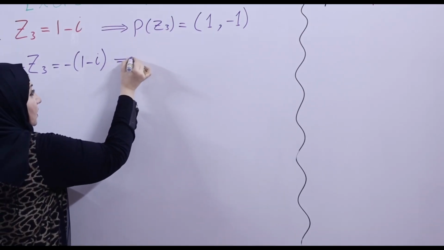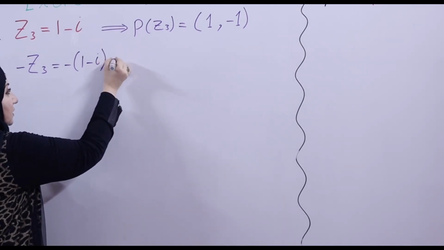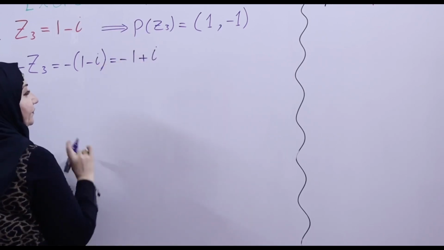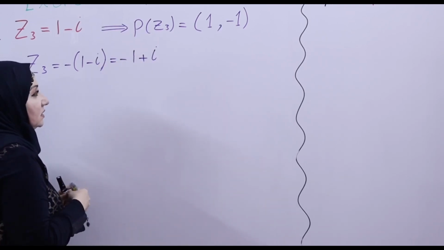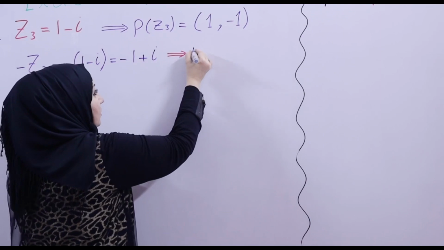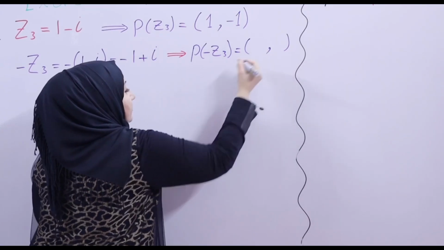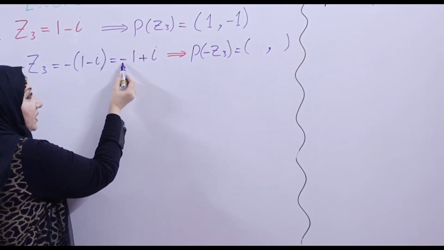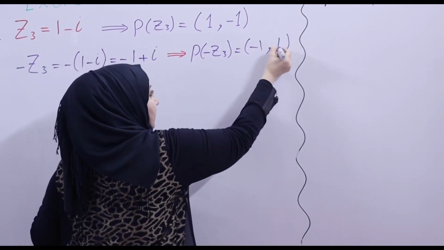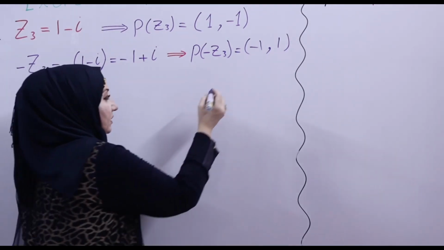And we can simplify it. It will be negative 1 plus i. So that means the point of negative Z3 will have an ordered pair where the real part will be the x coordinate and the imaginary part will be the y coordinate. So now we can represent them in the coordinate plane.